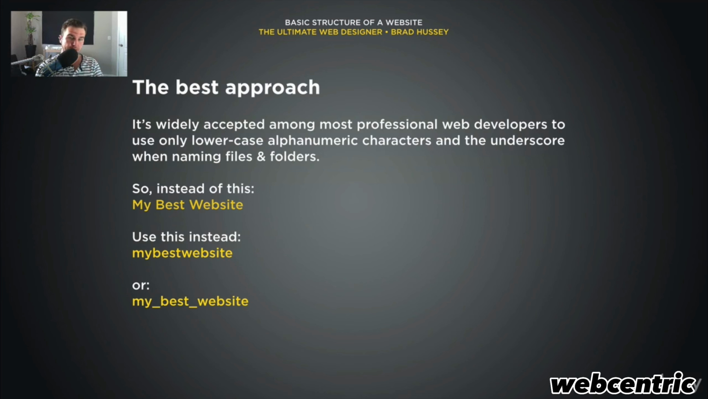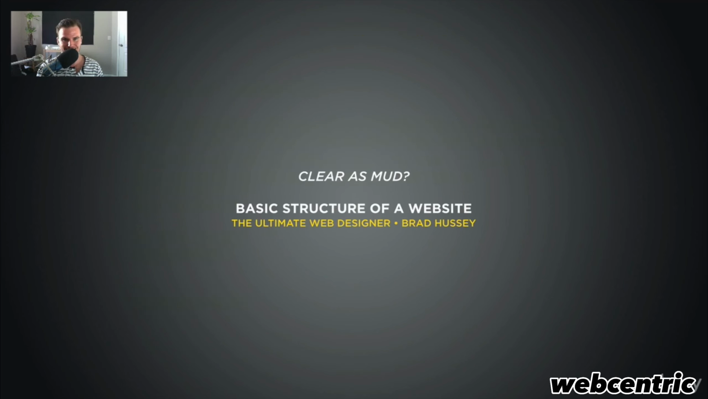So instead of this, My Best Website, with a capital at the front of each first letter and spaces like normal English, you want to use something like this instead: my best website, all lowercase, no spaces, or my_best_website, no capitals and underscores in replacement of the spaces. Hopefully that makes sense. Hopefully that was clear as mud, because we're moving on.